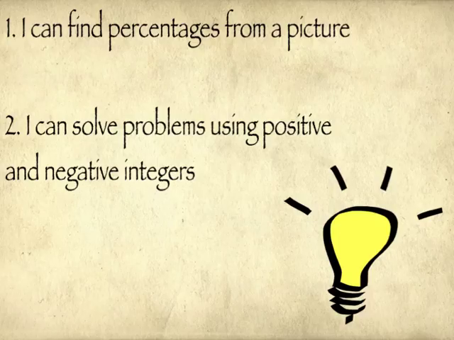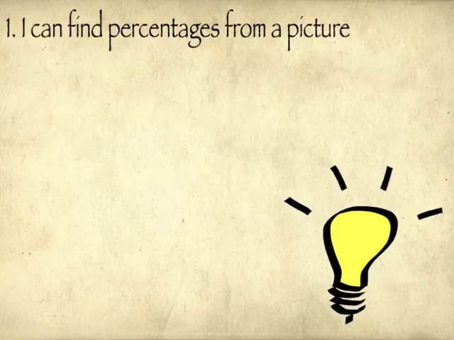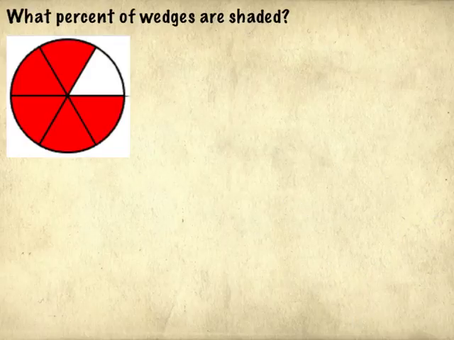Today we're going to work on finding percentages from a picture and solving problems using positive and negative integers. And as always, start with number 1. Let's find percentages from a picture. So here's a picture, and it asks me what percent of wedges are shaded.